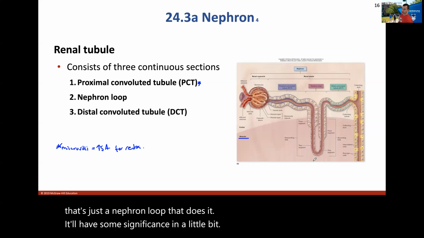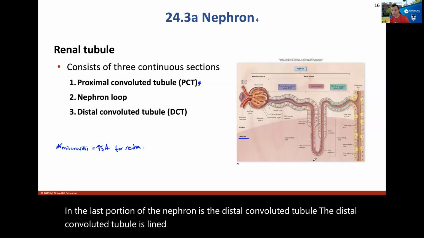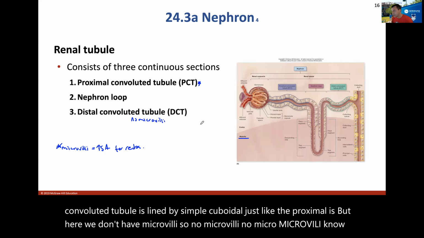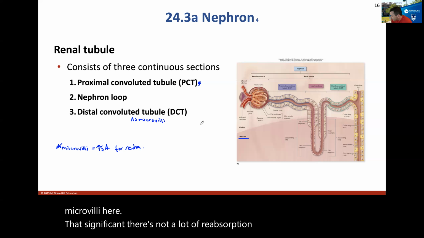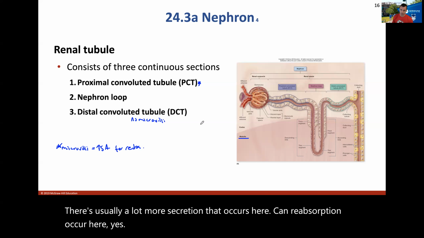And the last portion of the nephron is the distal convoluted tubule. The distal convoluted tubule is lined by simple cuboidal, just like the proximal is. But here, we don't have microvilli. No microvilli, M-I-C-R-O-V-I-L-L-I. No microvilli here. And that's significant. There's not a lot of reabsorption that occurs here. There's usually a lot more secretion that occurs here. Can reabsorption occur here? Yes. Not as much though.